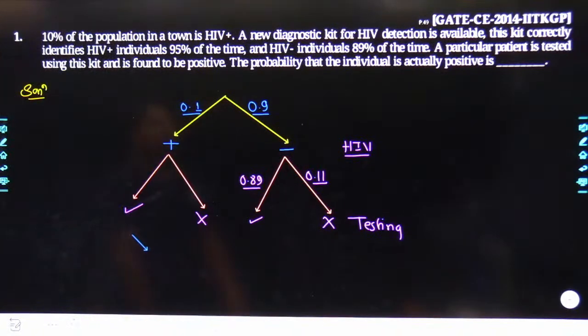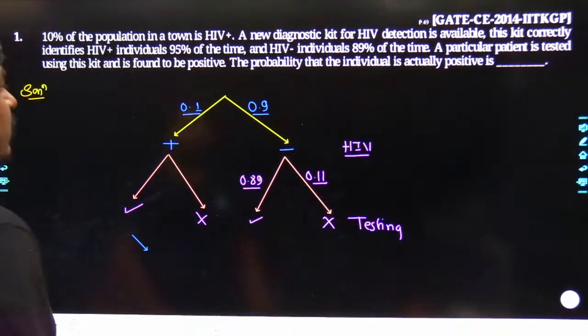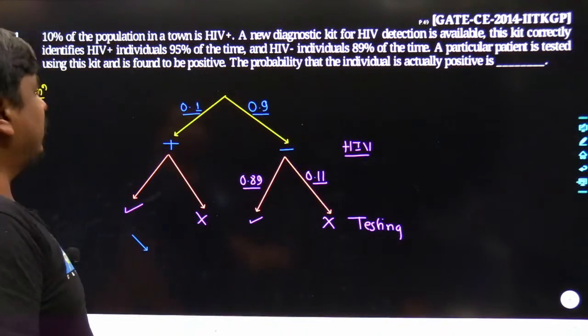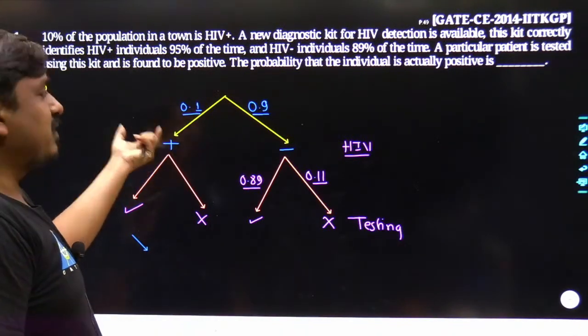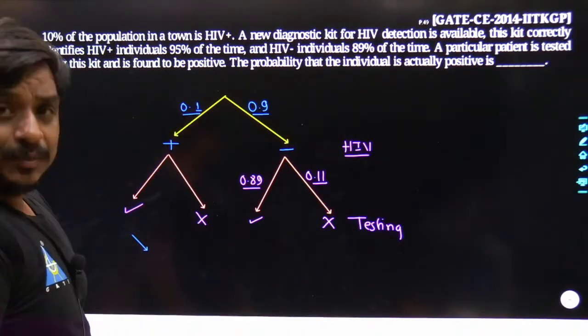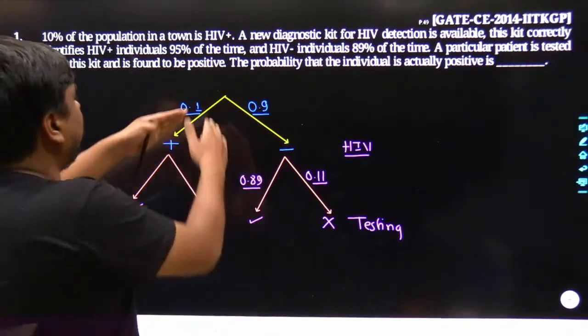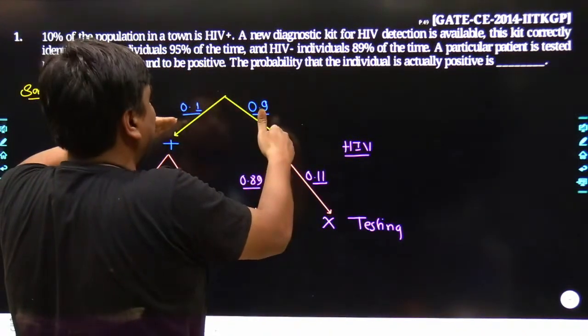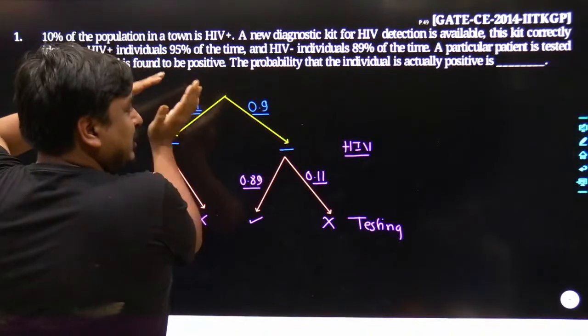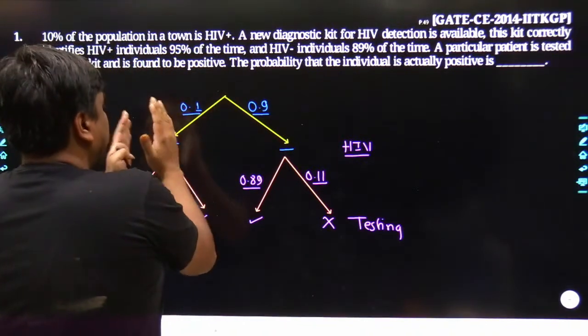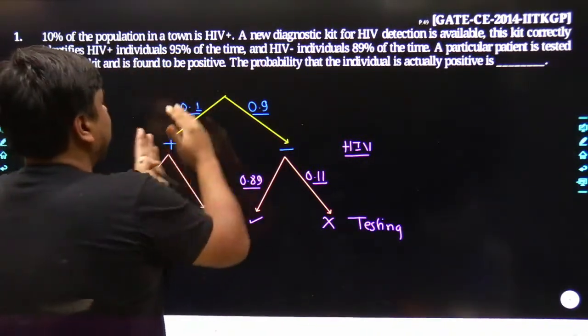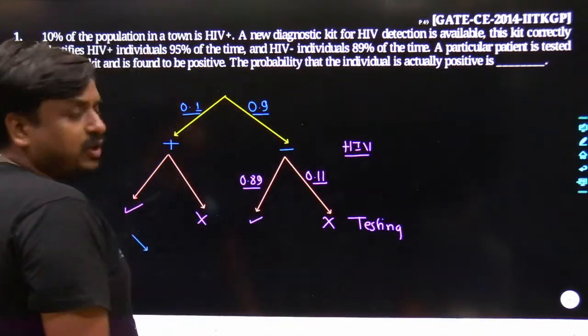So should I be explaining this concept once again? It has been clearly given. In the given population, 10% had been HIV positive and the remaining 90% had been HIV negative. So obviously the complete population has been bifurcated into two parts. The first population comes under 10% which has been positive, and similarly the remaining 90% which had been negative.